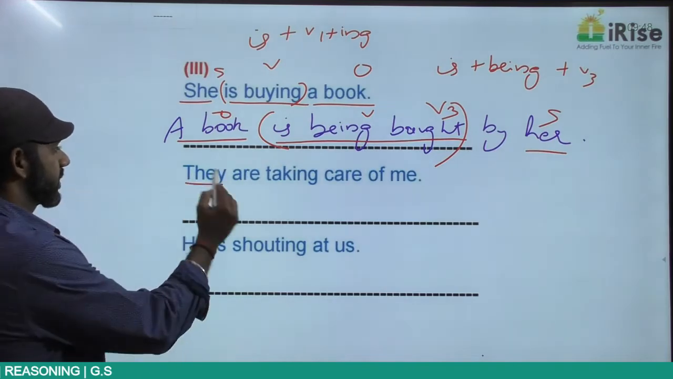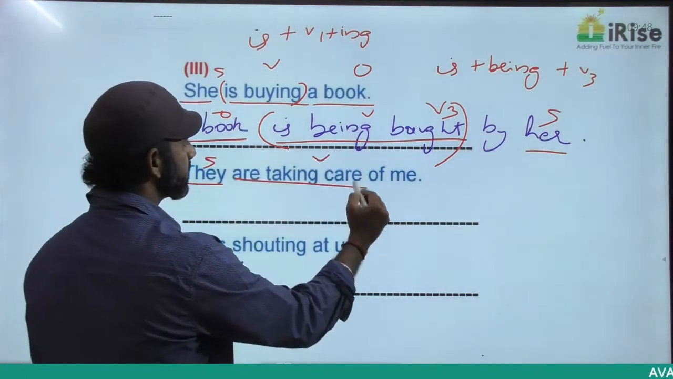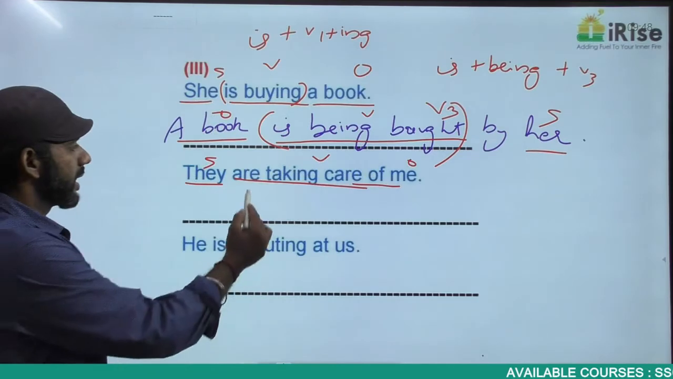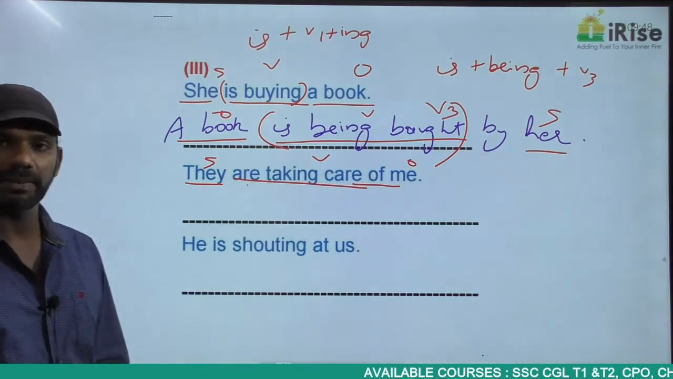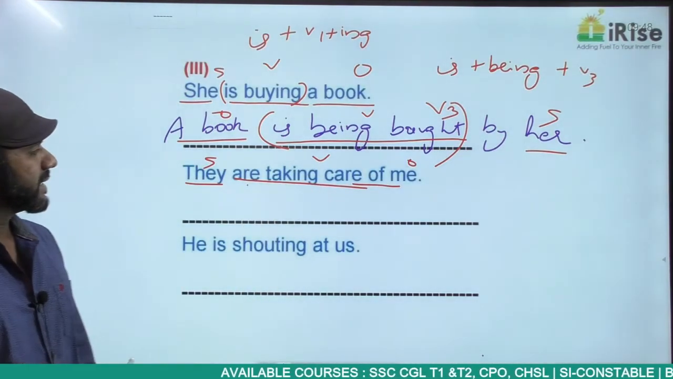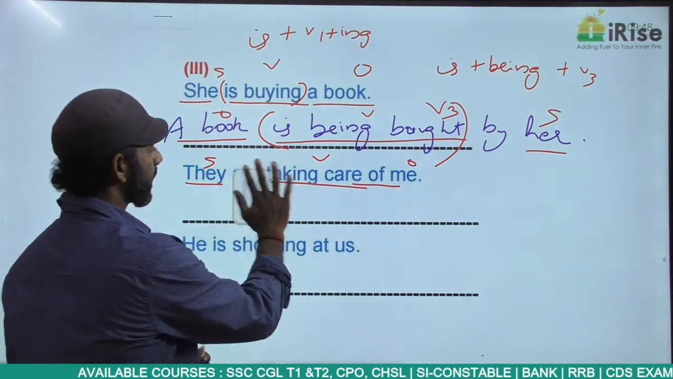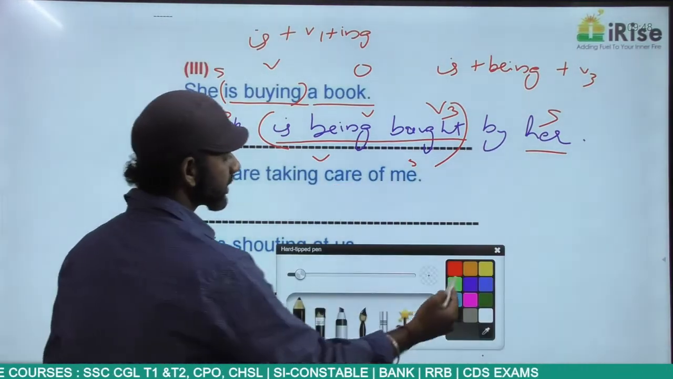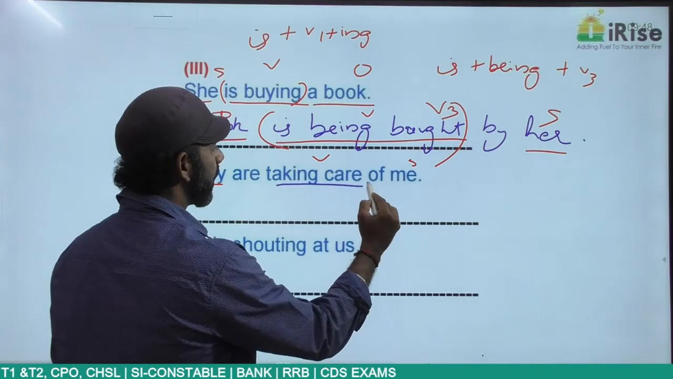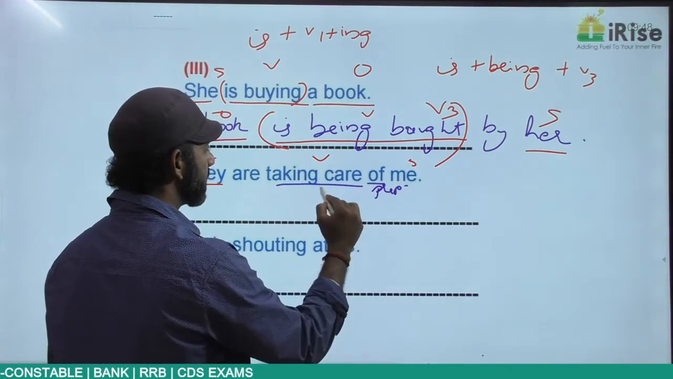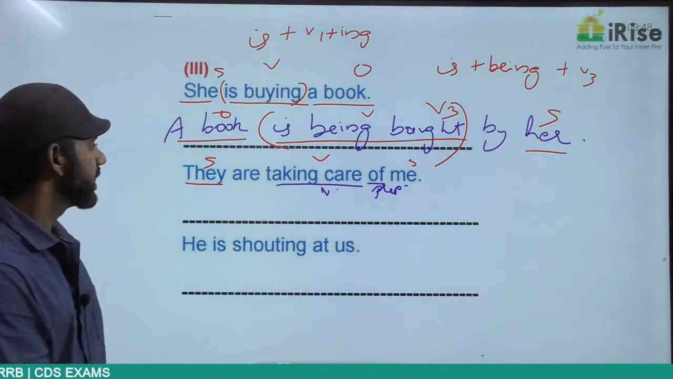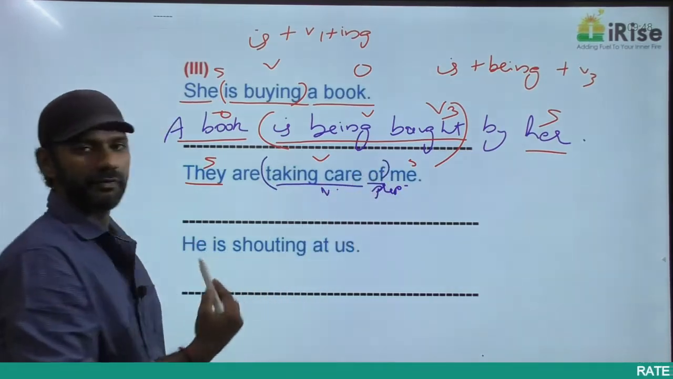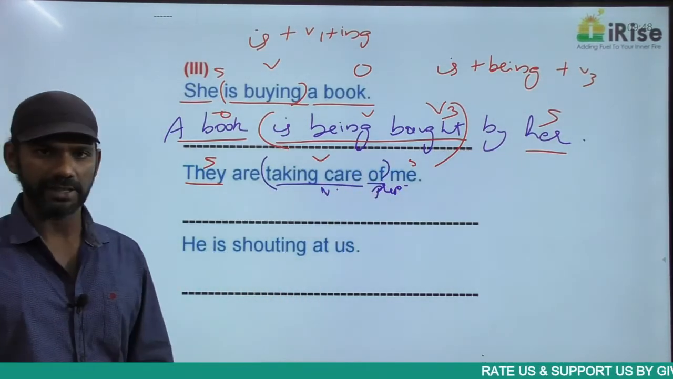The next one. They are taking care of me. Active voice: subject, verb, object. Are taking is are plus V1 plus ing, present continuous. Taking care is a verb. Of is a preposition. So verb followed by preposition, taking care of, becomes a phrase. We can never divide the words in a phrase.